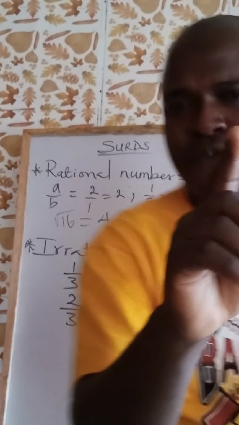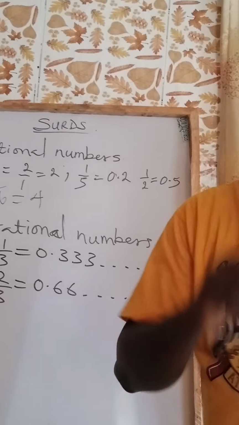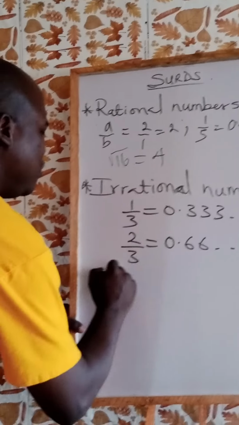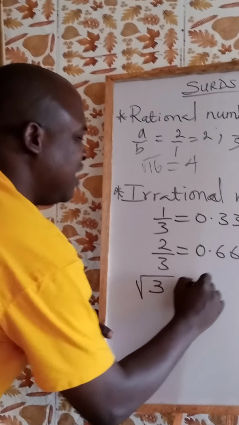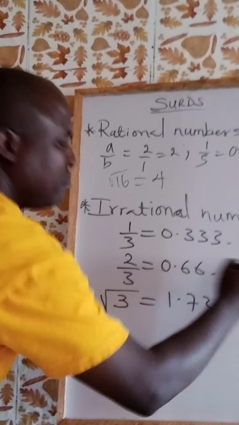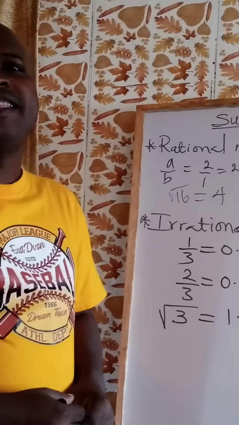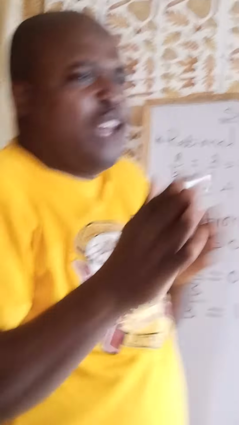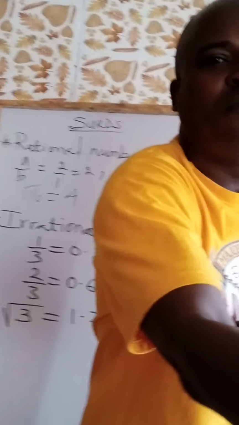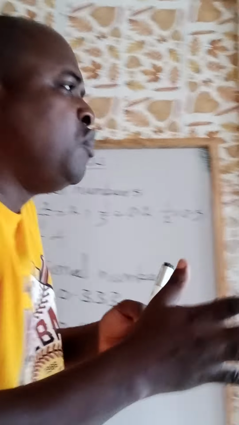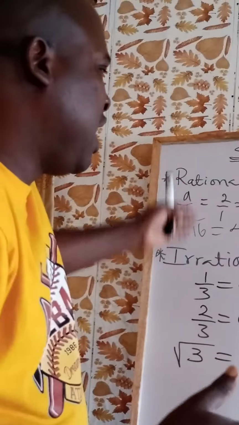Another name for irrational number is non-perfect square. For instance, I may also have another thing, square root of 3. That will give us 1.73. It continues. It does not have an end. So rational numbers are numbers that have an ending value. Irrational numbers are numbers that do not have an ending value. It continues.